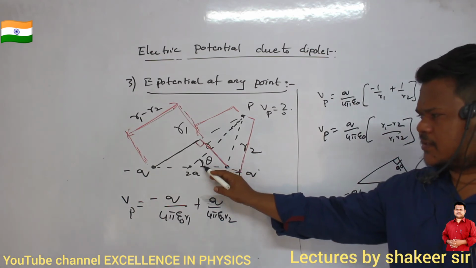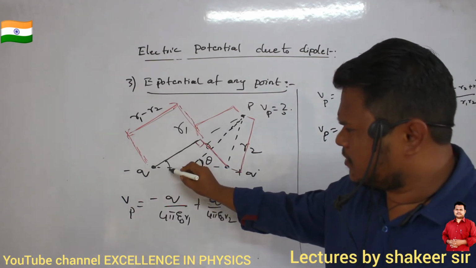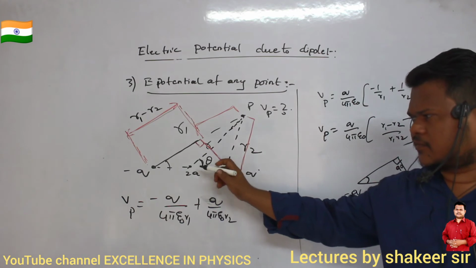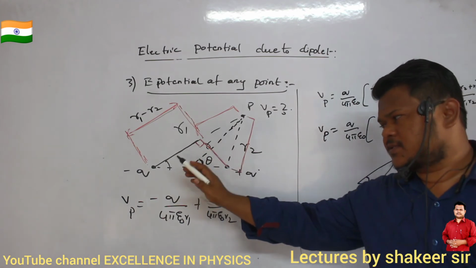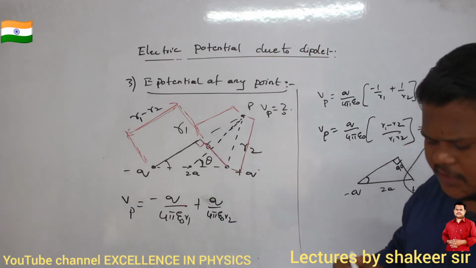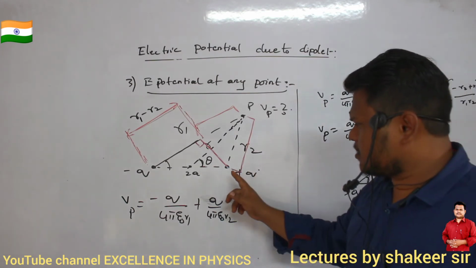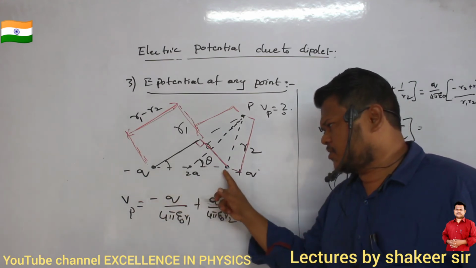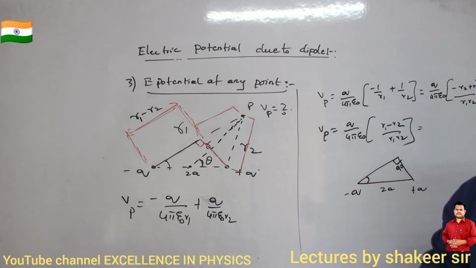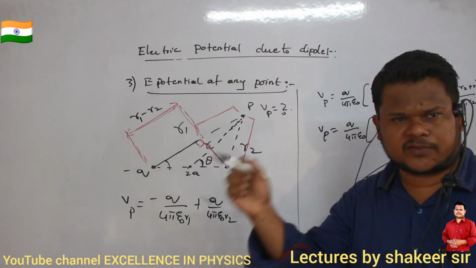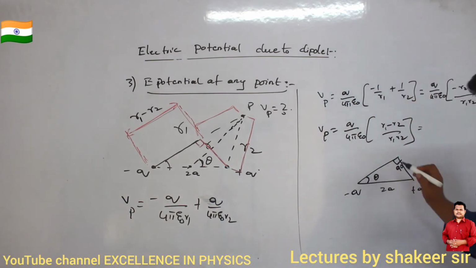So here if the angle is theta, can you say what will be the angle here? I am talking about this angle. If this angle is theta, what will be this angle? This angle also will be almost theta. It is not exactly theta, but almost theta. Why? Because the distance between plus q and minus q is very, very small. So if this angle is theta, this angle also will be almost equal to theta. So this is theta.